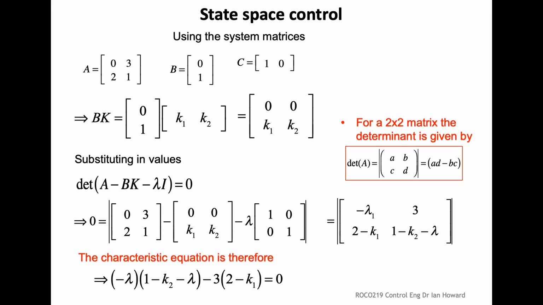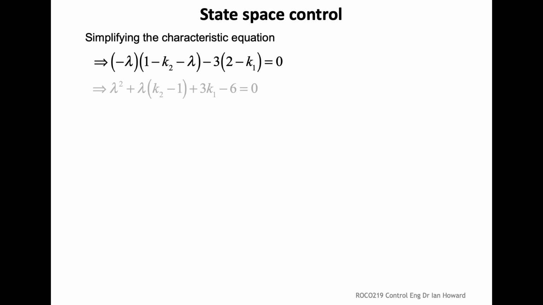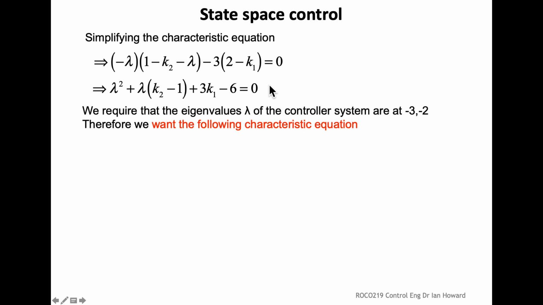But as we can see, it depends on what K1 and K2 are. So what we want to do now is aim for some location of the poles, and then choose K1 and K2 so we get them. So first of all, let's simplify that a little bit, and probably what you need to do is multiply it out as much as you can. We multiply it out, and we end up with lambda squared, and we factorise things out as much as we can. Lambda squared plus lambda (K2 minus 1) plus 3K1 minus 6 equals 0.